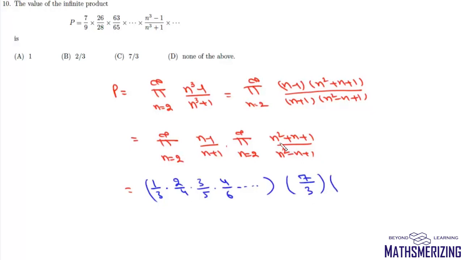Now we'll put n as 3, it'll be 9 plus 3 plus 1, 13, and here it will be 9 minus 3 plus 1, 7, and this series again will continue up to infinity. Now here this 3, 4, 5, 6, they'll all get cancelled, and here also this 7, 13 will get cancelled. So we'll get this result as simply 2 by 3. So the value of this infinite product will be 2 by 3, and that's your option number B.